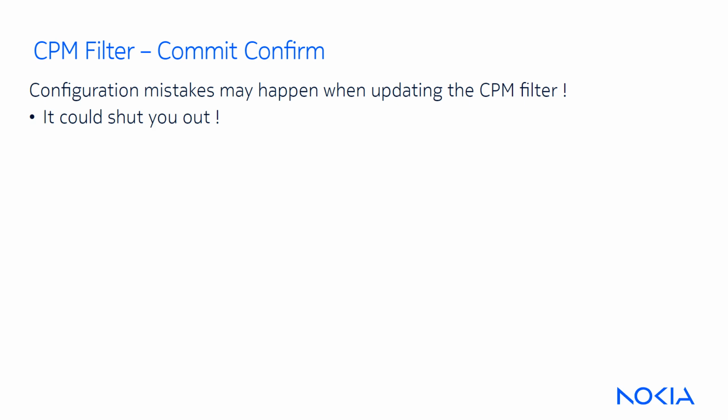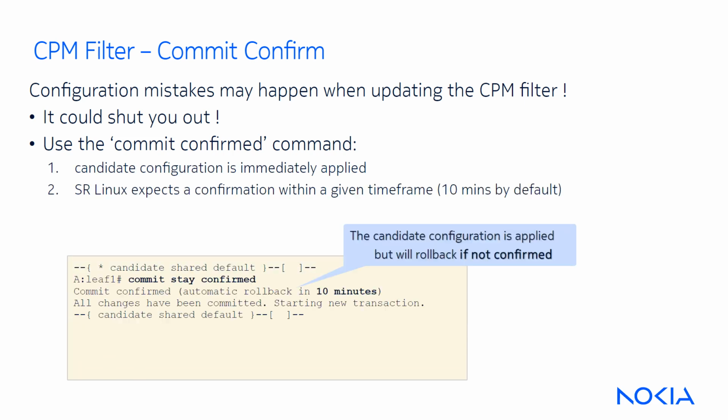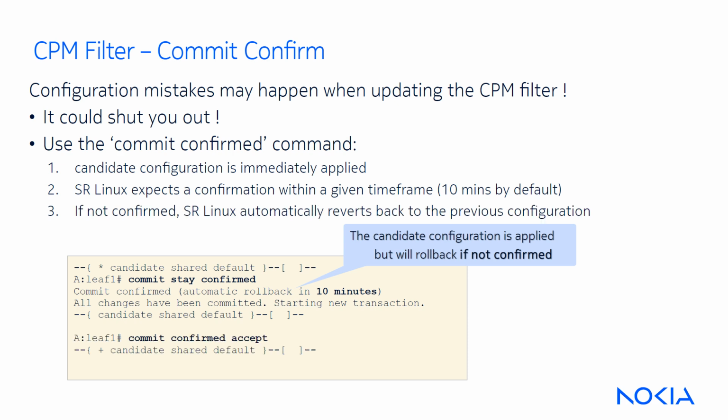To prevent this kind of accident, you can use the commit confirm option. When you commit confirm a configuration change, the new config is applied immediately, as usual, but the system will start a confirmation timer, which is 10 minutes by default. If you do not confirm within this time frame, SR Linux will automatically roll back to the previous configuration just before the commit. This way, you will just have to wait for 10 minutes, then log in again and fix the faulty configuration.